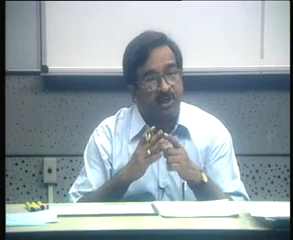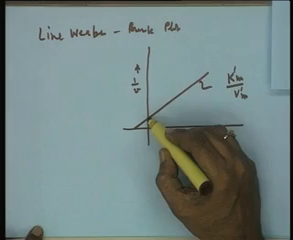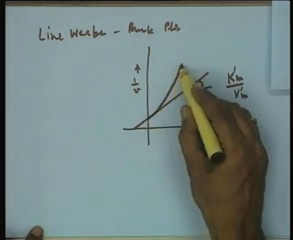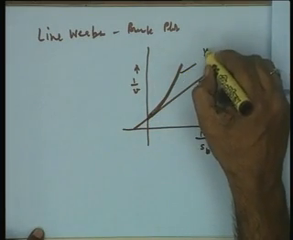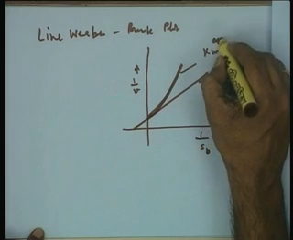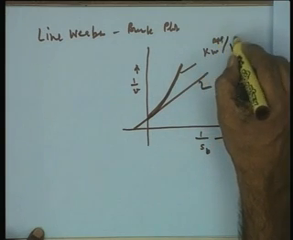But in the case of immobilized enzyme preparations, which are regulated by diffusional limitations, the curve is usually convex to the 1 upon S axis. That means essentially you go something like this, and the slope is Km apparent upon V'm.